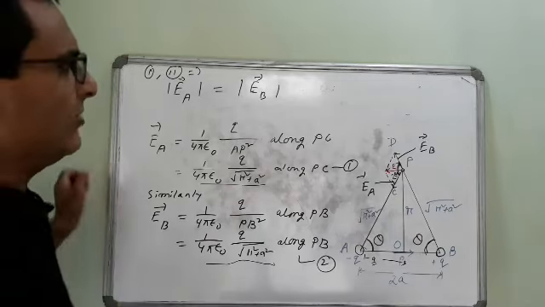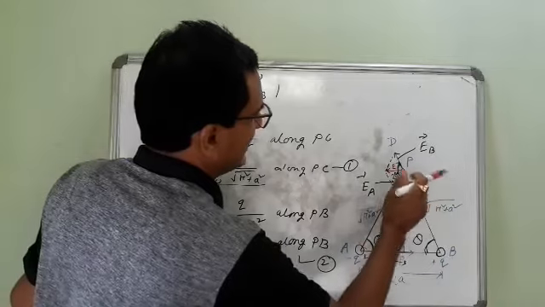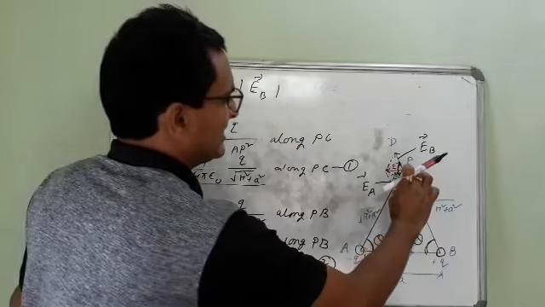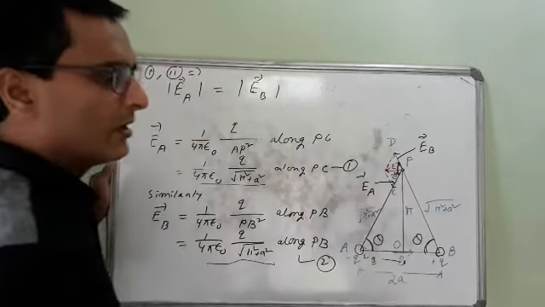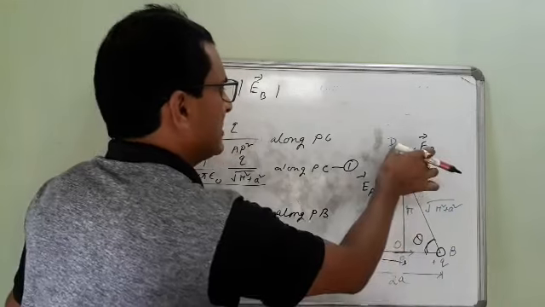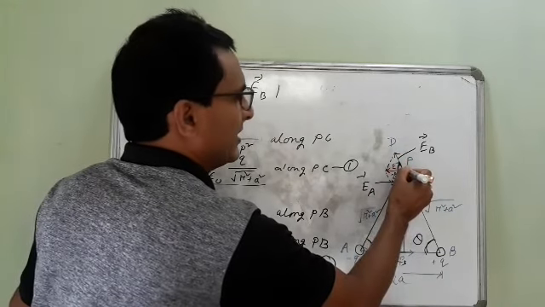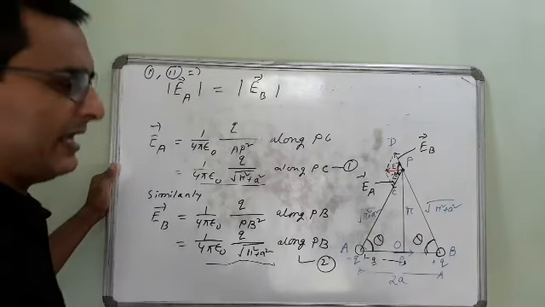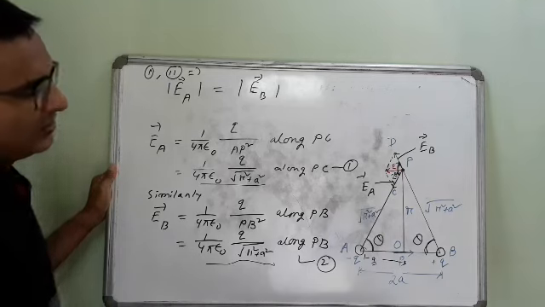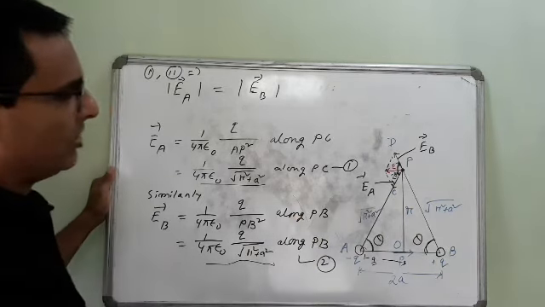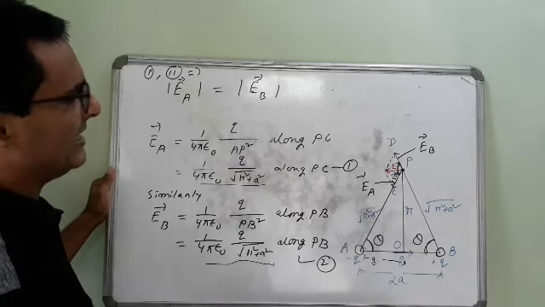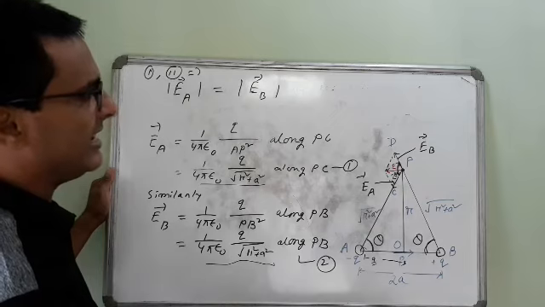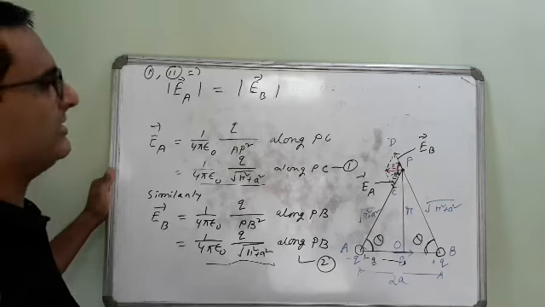So from the parallelogram law of vector addition, we can find the resultant of this vector and that vector. That means the resultant of the EA vector and the EB vector. Why? Because EA vector and EB vector both are acting from the same point P, where we want to find the electric field due to the dipole AB. So using the vector law of parallelogram, we can easily find the resultant vector of EA and EB, both in magnitude and direction.